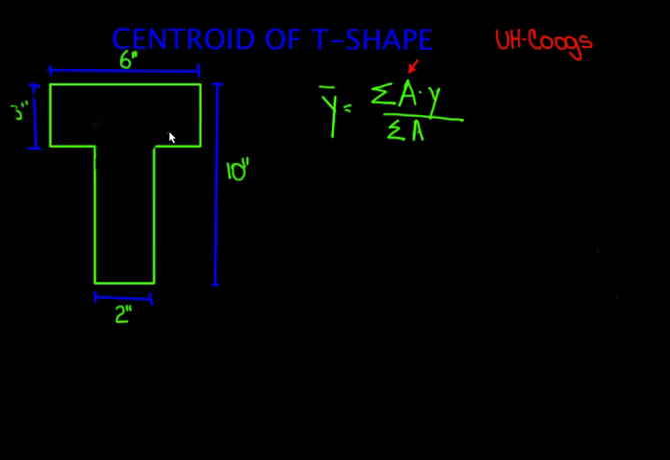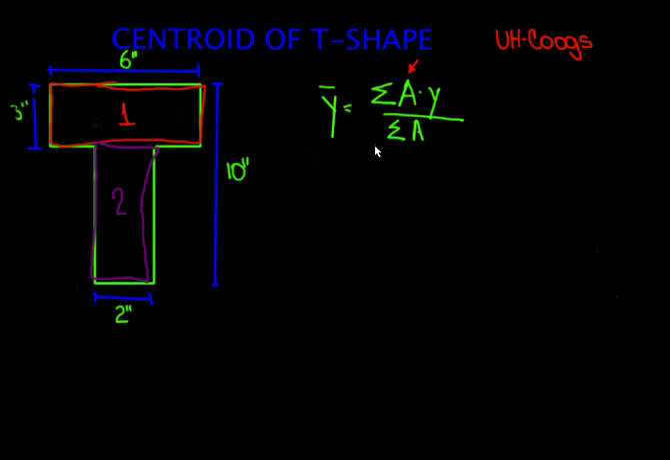So for a T-shape the easiest way will be to divide it into two rectangles. So let's call this rectangle right here 1, and the one at the bottom rectangle number 2. Alright, so let's try to calculate the centroid.